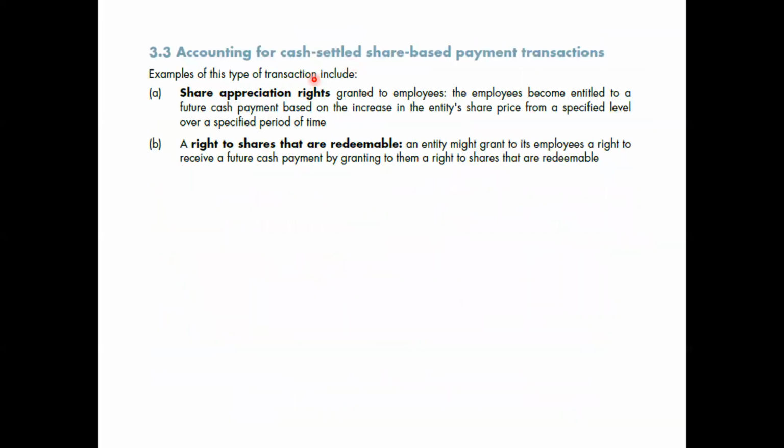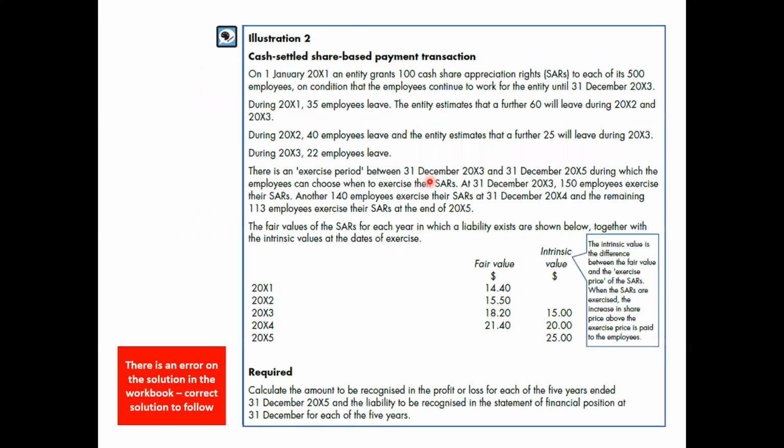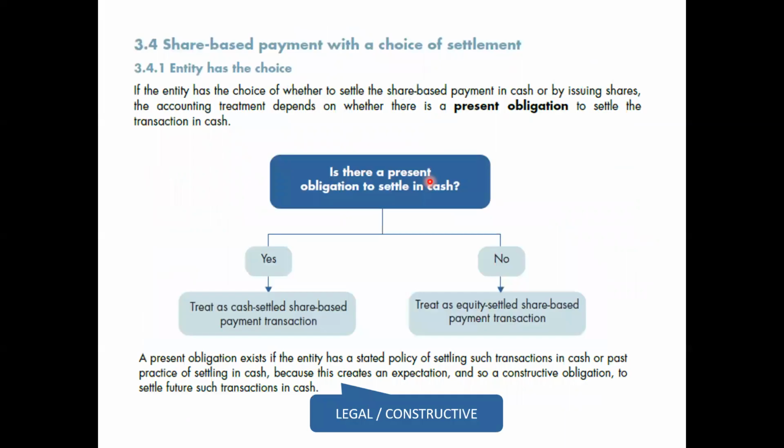Then, if we look at the accounting for cash settled share-based payments, you need to also make sure that you understand what a share appreciation right is, and treasury shares that are redeemable. And we need to know how to account for those types of transactions. When we get to the other flip side of the coin, where there's a choice of settlement, we need to make sure that if the entity has a choice, we will use the one where there's a present obligation to settle the transaction in cash.